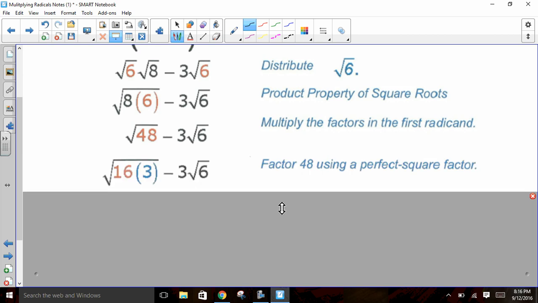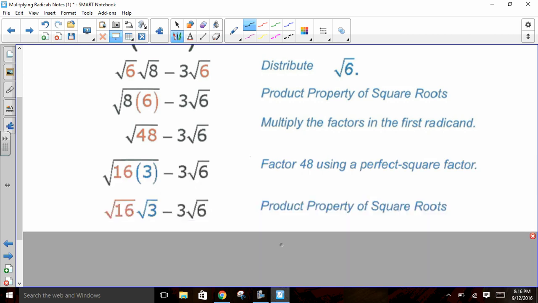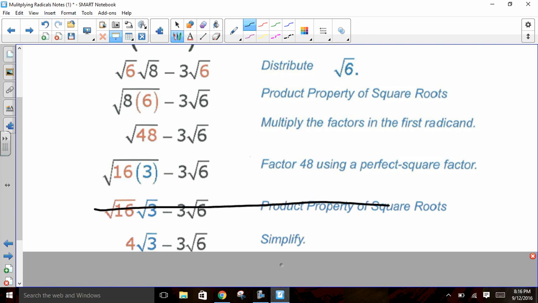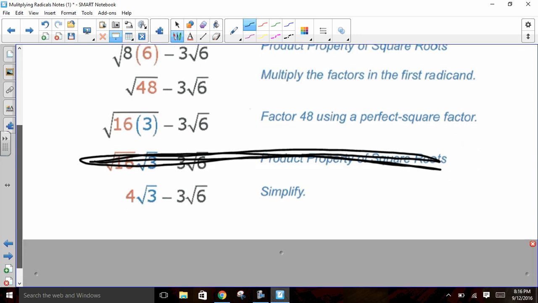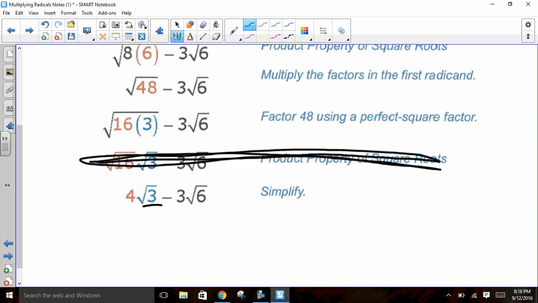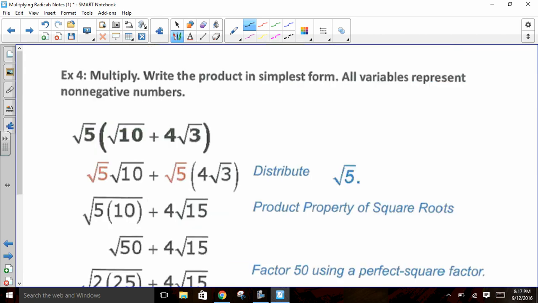I can get 16 times 3. And I don't really like that step. When you talk this one out, the square root of 16 is 4. Square root of 3 stays alone. I have my 3 square root 6. I ask myself, can I simplify those? Nope, 2 different answers, 2 different variables, 2 different numbers underneath, so I cannot simplify.